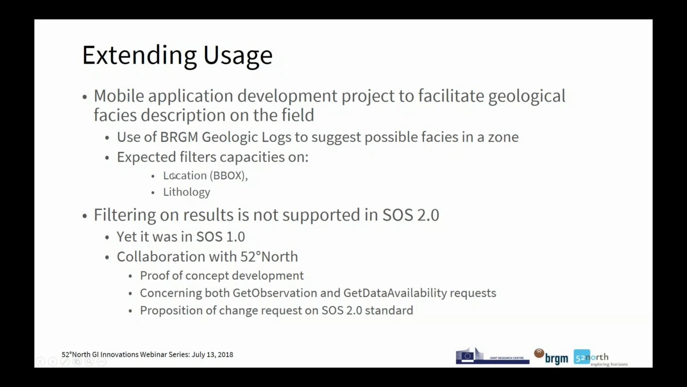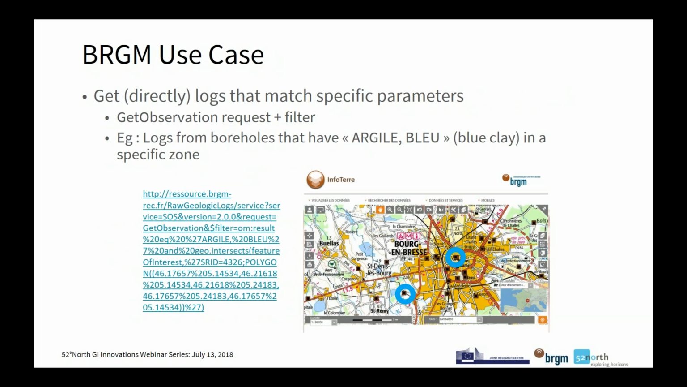So we had a proof of concept development with 52 North. It was concerning the extension of both get observation and get data availability requests. And the idea was to have it in the source, I would say 2.0 or the next one, standard too. So basically how it works, you can see here, we want to have the logs that match specific parameters. For example, we want to get the geologic logs that have RG bleu, so this is the French translation of blue clay in a specific zone.